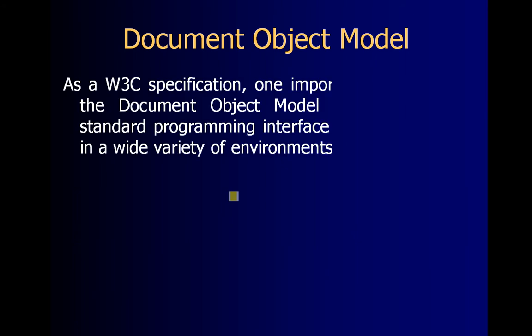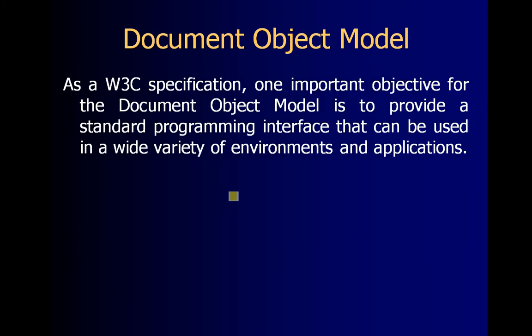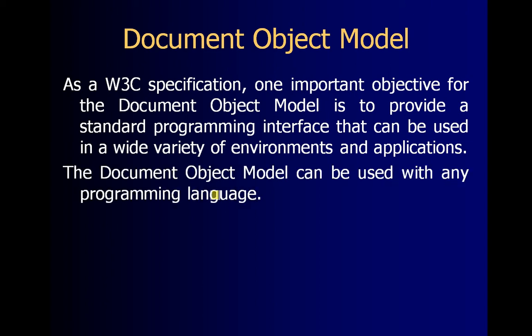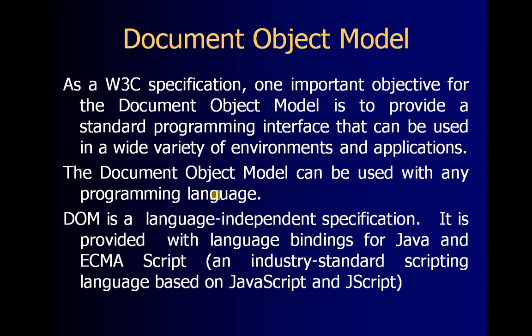Now the objective of this model is to provide a standard programming interface that can be used in a wide variety of environments and applications. You can use it with any programming language. Now today we are going to learn it in JavaScript. So it is a language independent specification. It is provided with language bindings for Java and ECMAScript.